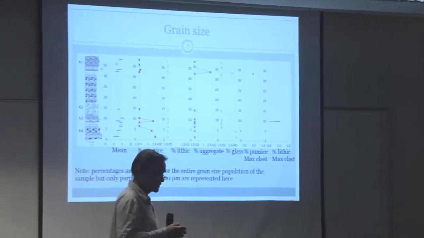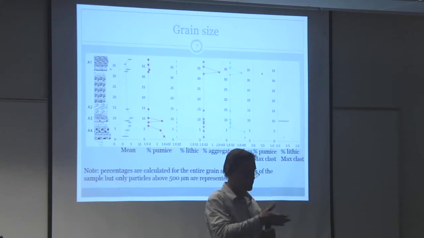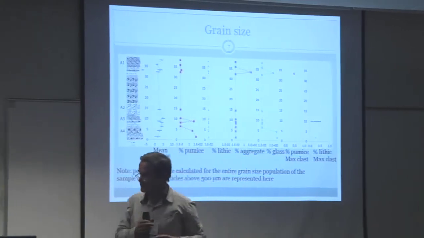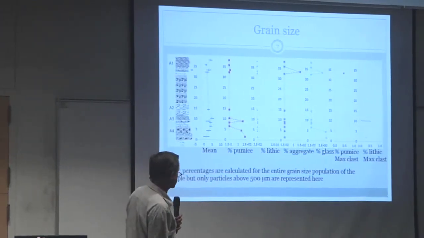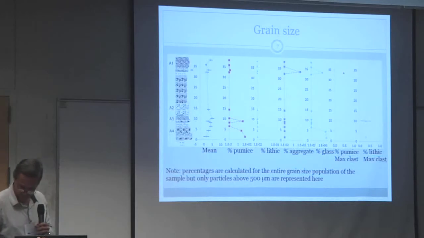What that information yields, we believe, is some estimation of the size of the eruption column, the amount of magma coming out at one time, because that's the largest clast that can be thrown by the rising eruption column. So to us, that's actually quite an important piece of information, that maximum clast size.